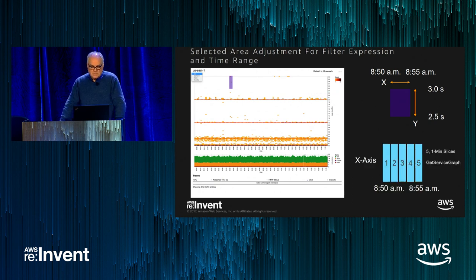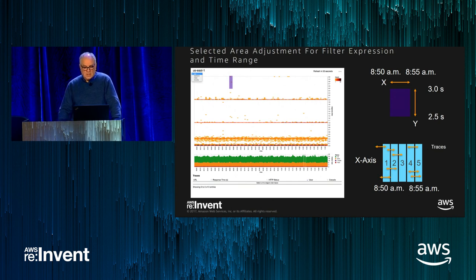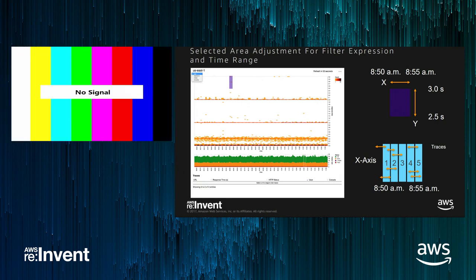In the other dimension, the x-axis, we're interested in the time period of 8:50 to 8:55, so 5 minutes. As we know, each one of these slices is one minute, of which we have five of them. But the way the traces potentially map to this, some of the traces might start beforehand, and some of them may start or finish before the 5 minutes is up.